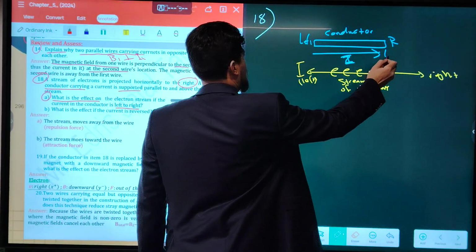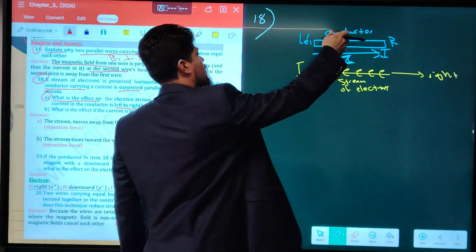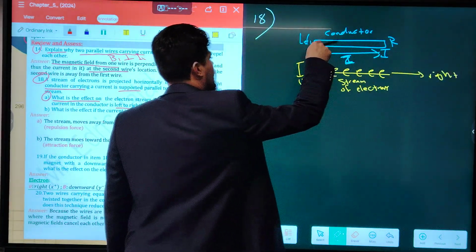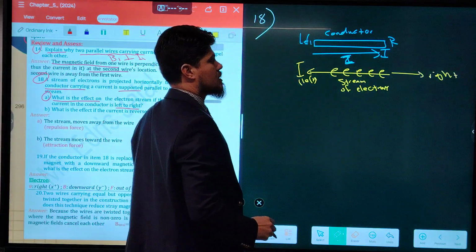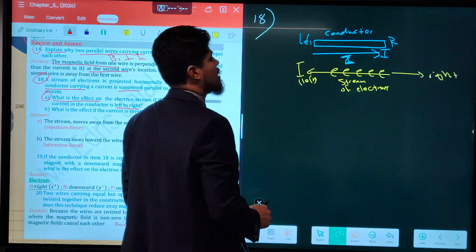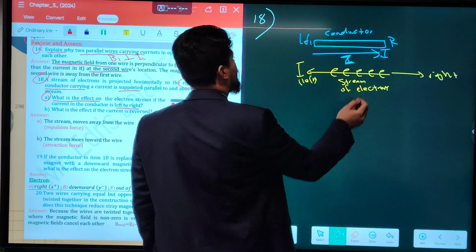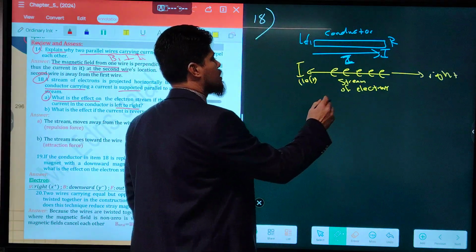Now how many currents do we have? Two. The current of the conductor is directed to the right and the current of the electron to the left. These two currents, same direction or opposite direction? Opposite direction. If the currents are in opposite directions, do they repel or attract? Absolutely, they repel each other.